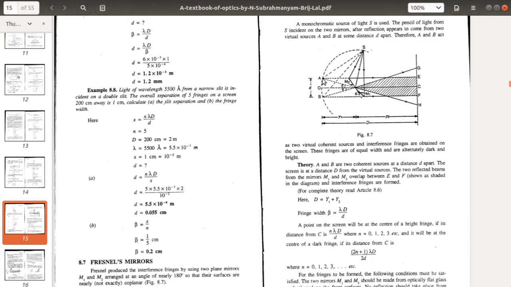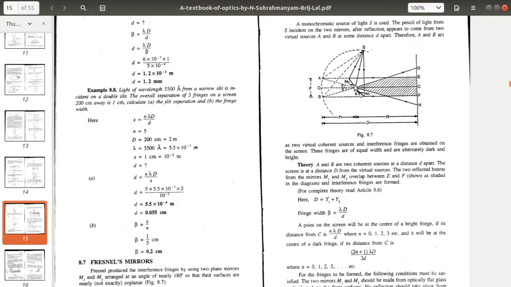that is, from the point A. This reflected light appears to come from this point A, and also this reflected light appears to come from this point A. So this acts as a virtual source. Similarly, the light reflected from this point appears to come from a virtual source placed at B, and also this beam of light appears to come from B.